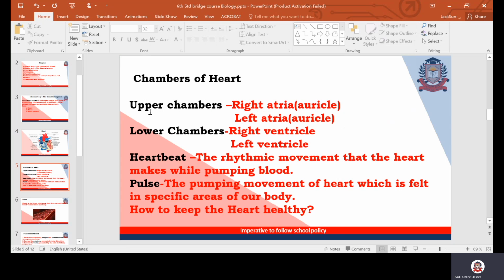Here already the same thing I have written. Upper chambers, that is right atria or auricle, both we can call, and left atria. Lower chambers are known as right ventricle and left ventricle. And now we are moving to heartbeat.